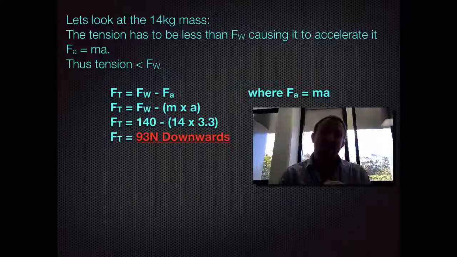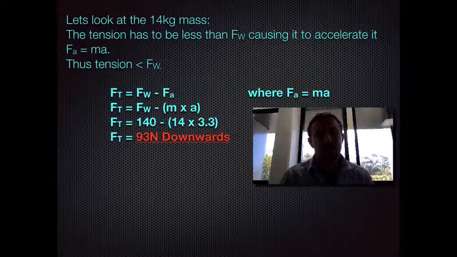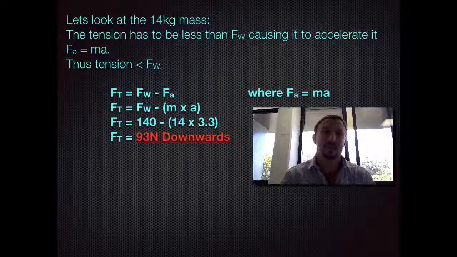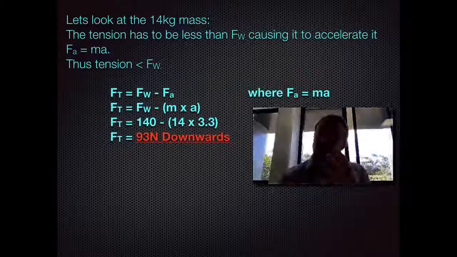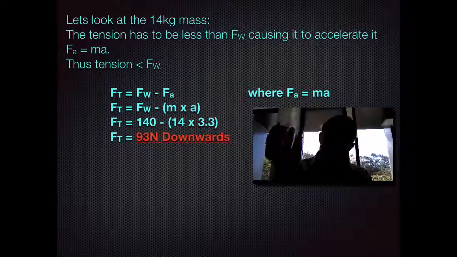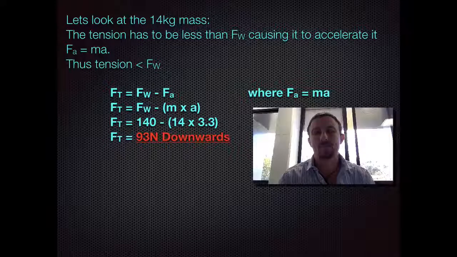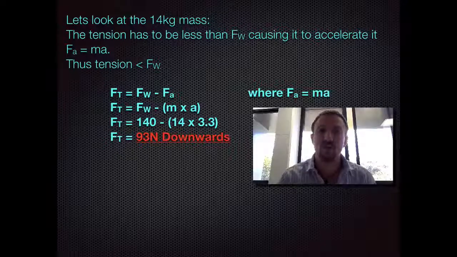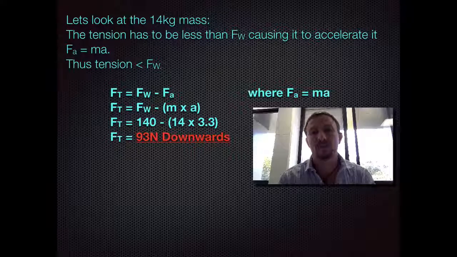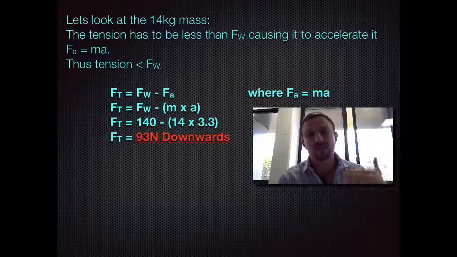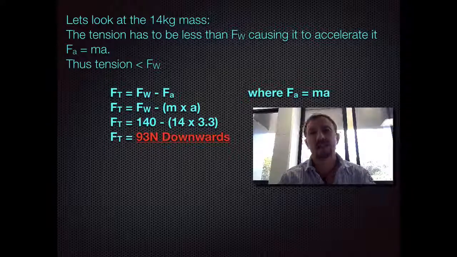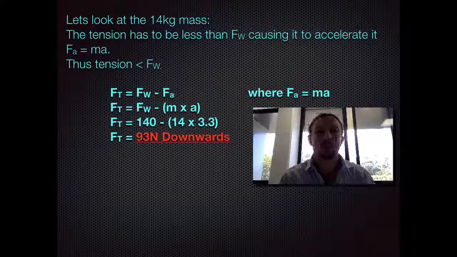So it's being accelerated down not at 10 meters per second squared, but at 3.3 meters per second squared. So it's being slowed down. How's it slowed down? Due to that motion of the 7 kilogram mass acting upon it. So it's the weight force of that mass, which is 14 kilograms times 10, which is 140, take away the force due to Newton's second law, m times a. So I get 14 times 3.3. So as a result, my tensional force acting on the 14 kilogram mass is then 93 newtons, but in this case it's in a downwards direction.